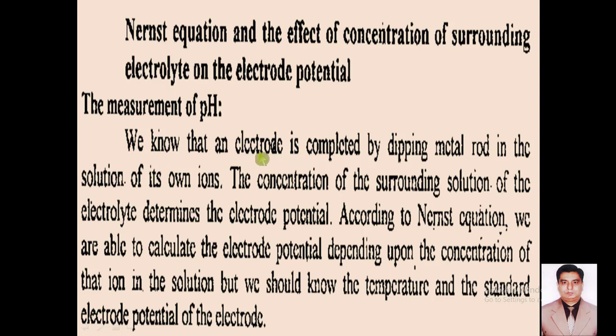What will happen to an electrode when it is dipped in the solution of its own ions? Then the concentration of the surrounding solution of the electrolyte will also change. So according to Nernst equation, we are able to calculate the electrode potential that depends upon the concentration of the ion in the solution, but we must know the value of temperature and standard electrode potential of the electrode. So dear students, here we can relate Nernst equation for the measurement of the pH.